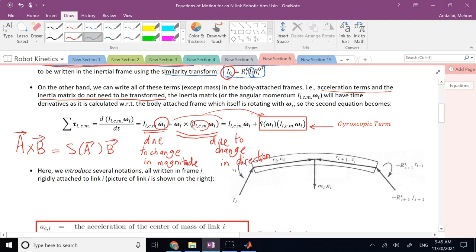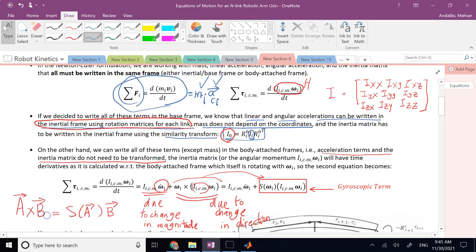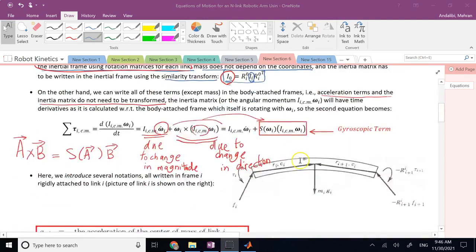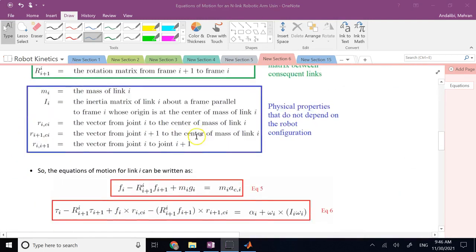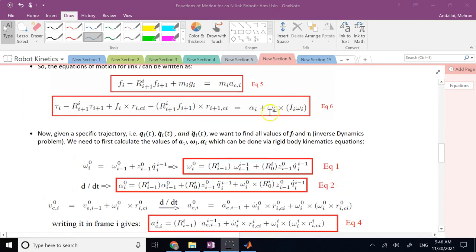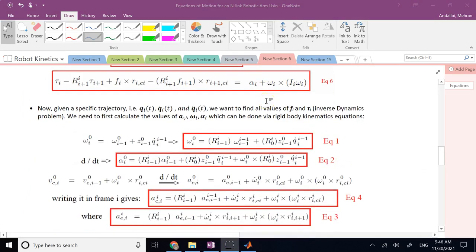So the body attached frame has advantages. Many of the things do not need to be transformed. But when you come to time derivative of the angular momentum, you have two terms. So we have to keep that in mind. So in general, there are two ways you can handle it. Write everything in base frame or write everything in body attached frame. Typically, the form of the body attached frame will be a lot easier and nicer than the base frame. And that is what you are going to see in these derivations and these formulas, equations 1 to 6, which we called forward and inverse recursion formulas.